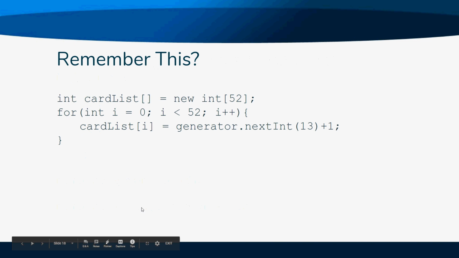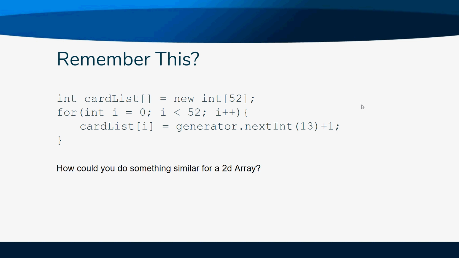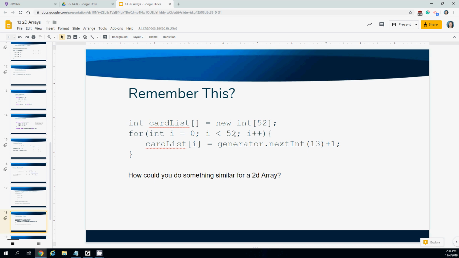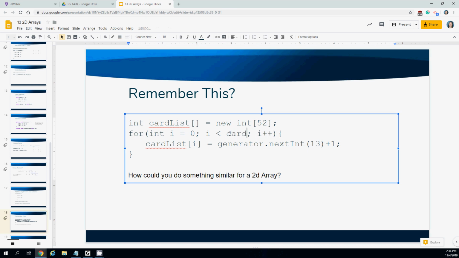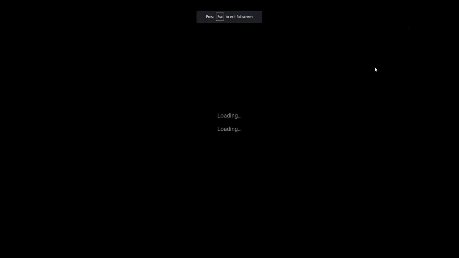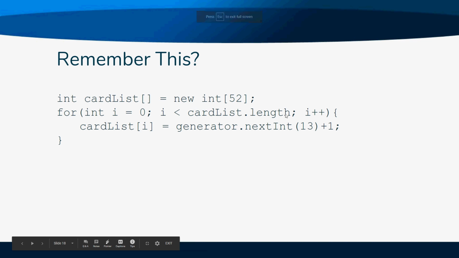Do I have an example of this? Yeah, so here's our example. We had a 2D array, and this is an old slide from our single arrays, and what this was doing is setting every value in the list equal to a random number. It's counting from 0 to 52. Now if you remember, we could also put in the length here. I could say card list.length, and it would automatically go to 52 because my array size is 52. So that is another, more efficient way of doing that.